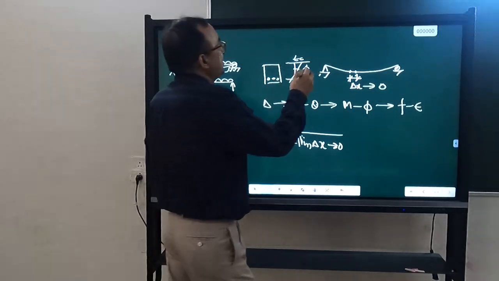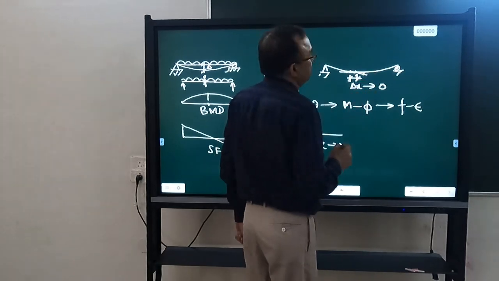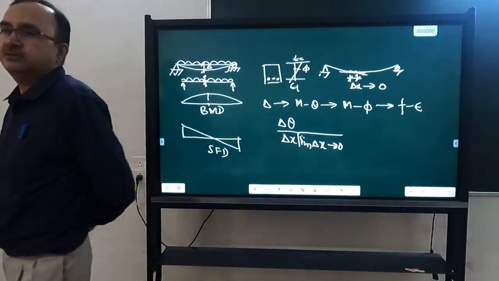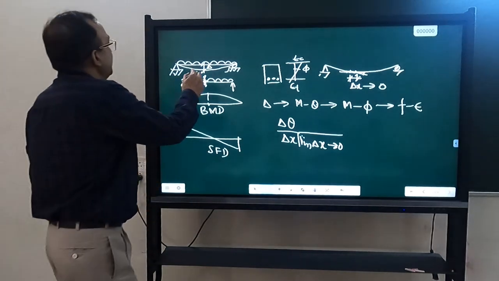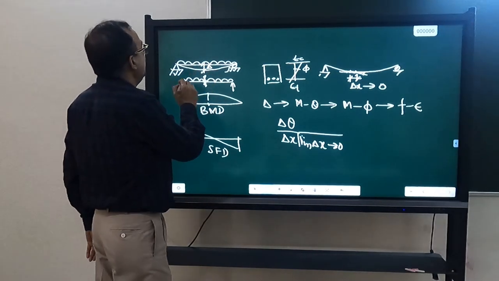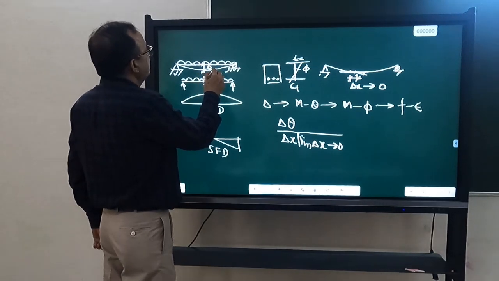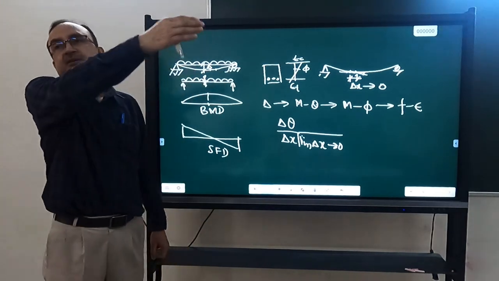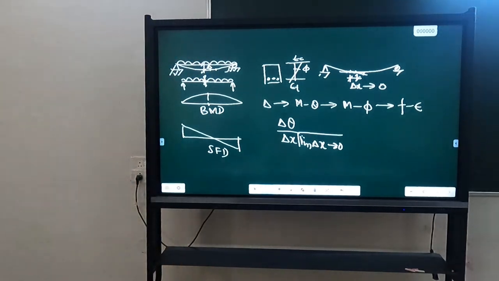Okay, then you can see that this difference, this slope and this slope, this difference will become convergent. So whatever we are showing in the section, it is delta x tends to 0. At this point, when delta x near this point becomes 0, when delta x near this point becomes 0, like that. So curvature goes on changing along the length of the plane.